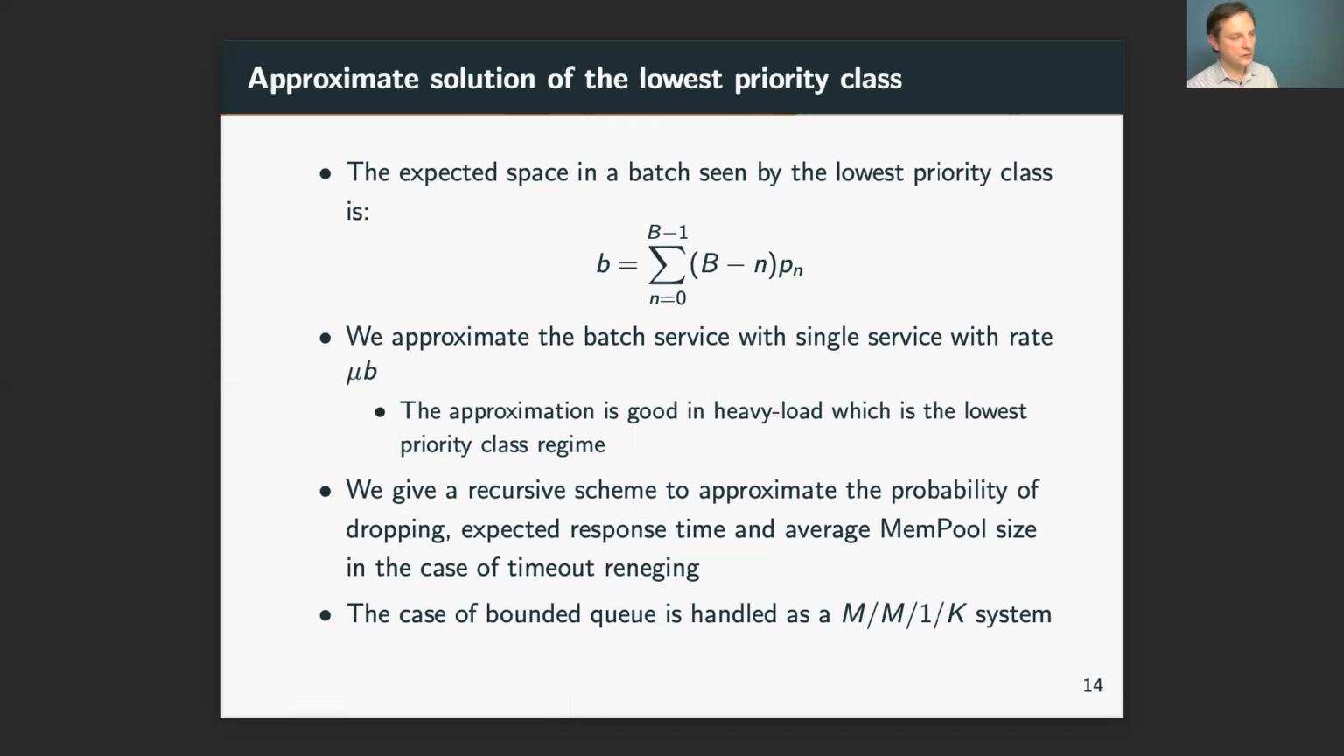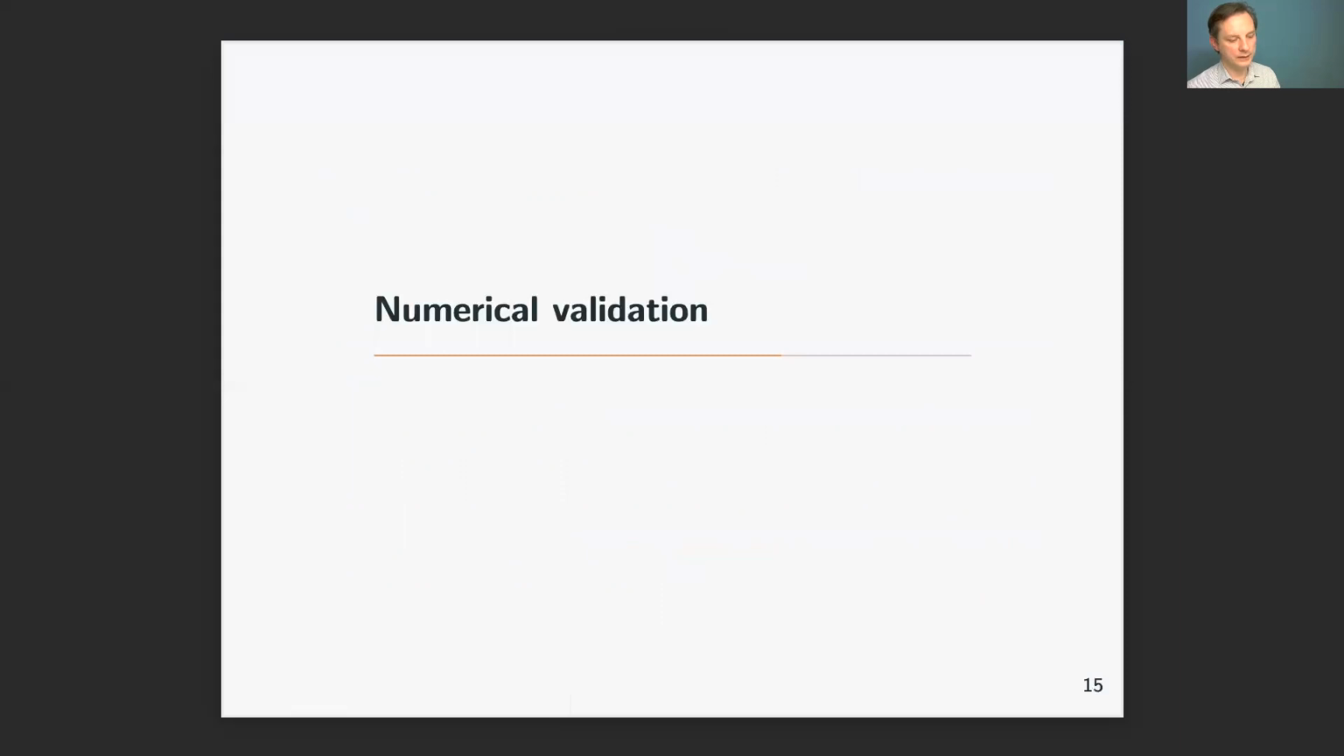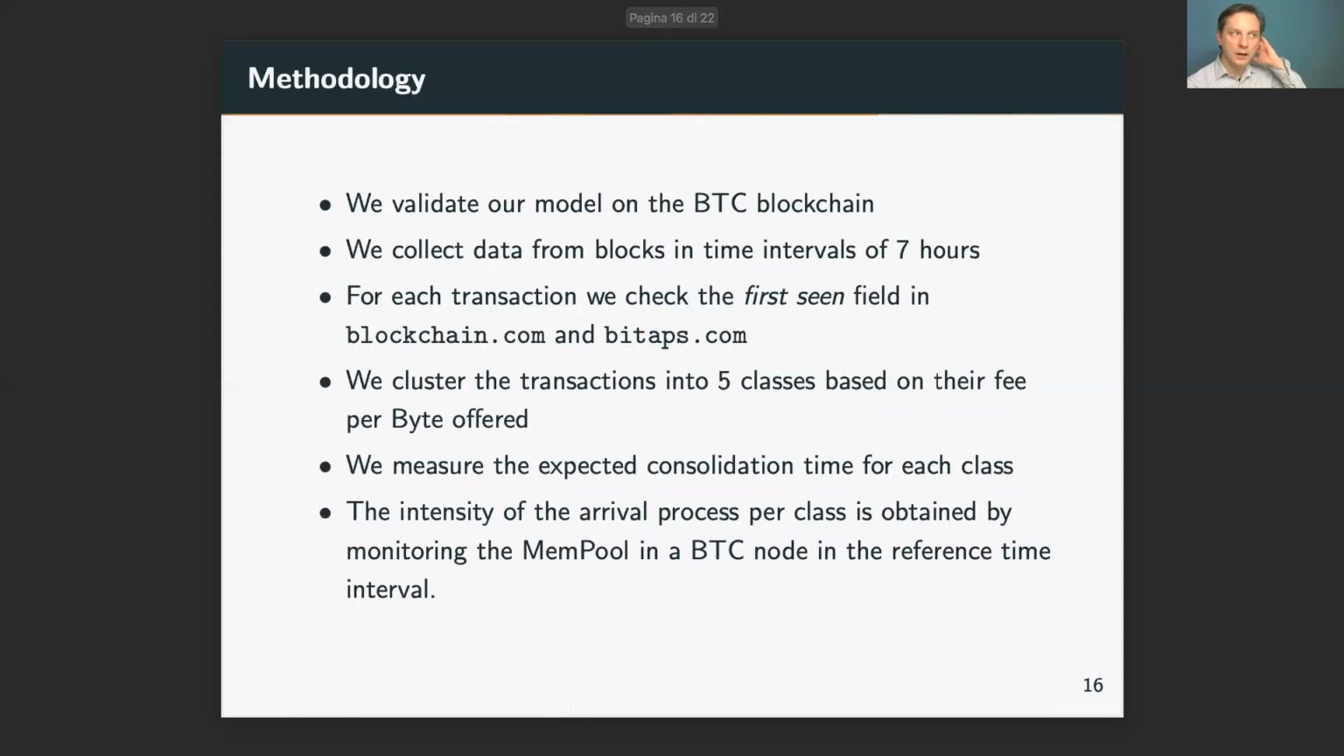So once we have this, we give a recursive scheme to approximate the probability of dropping in case of timeout. The case instead of the mempool with a fixed size is studied like an M/M/1/K system whose solution is known from the literature. So, the numerical validation of the model.